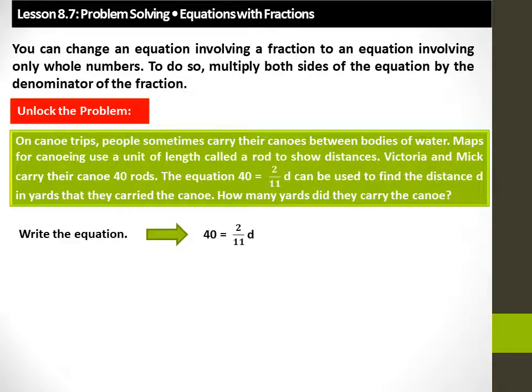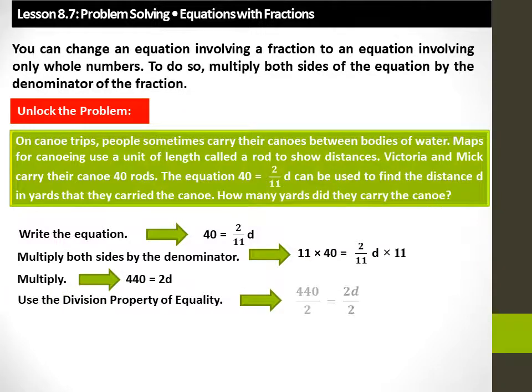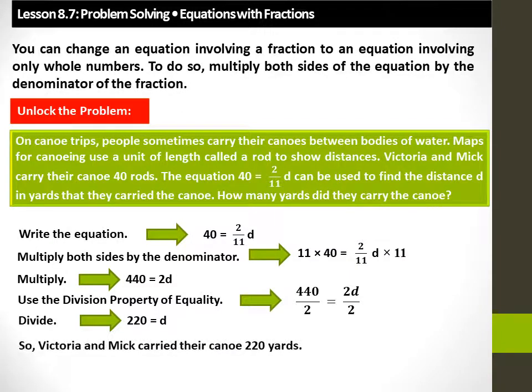Write the equation. 40 equals 2 over 11 times d. Multiply both sides by the denominator. 11 times 40 equals 2 over 11d times 11. Multiply. 440 equals 2d. Use the division property of equality. 440 over 2 equals 2 times d over 2. Since I want to get d by itself, I have to divide by 2. Divide. 220 equals d. So Victoria and Mick carried their canoe 220 yards.